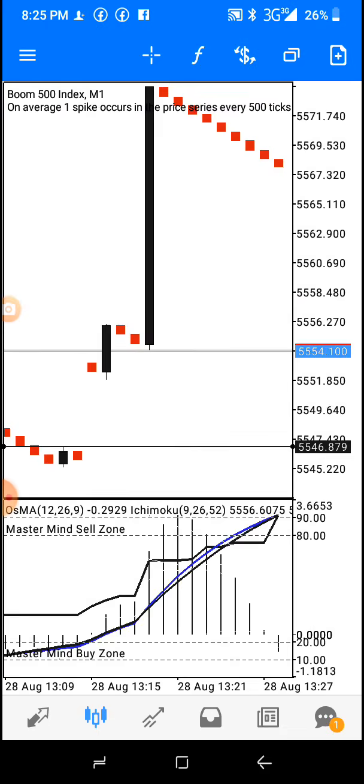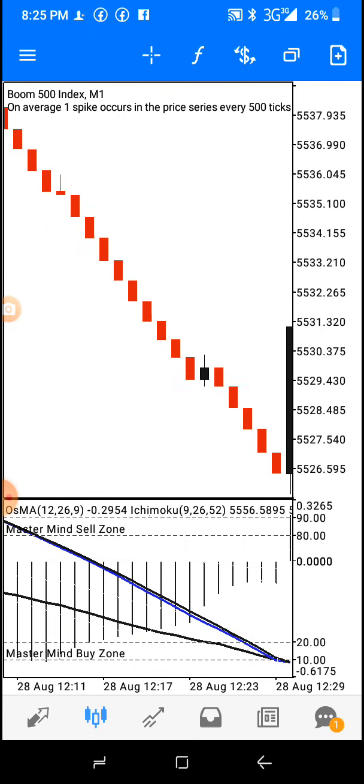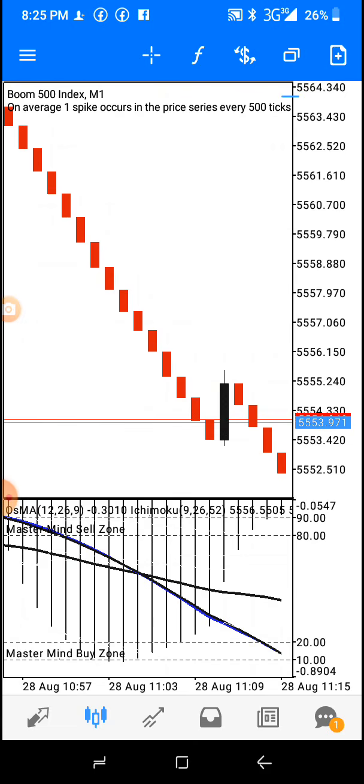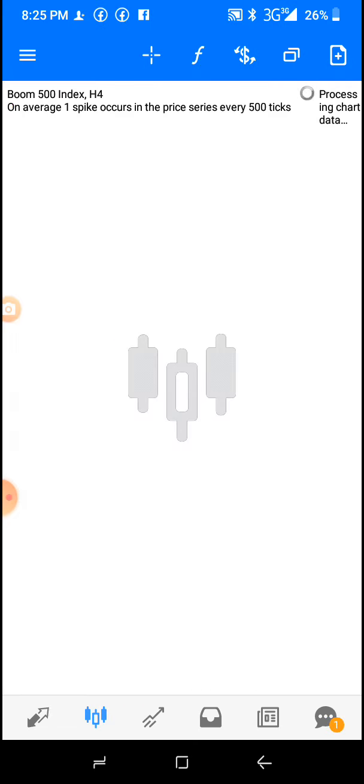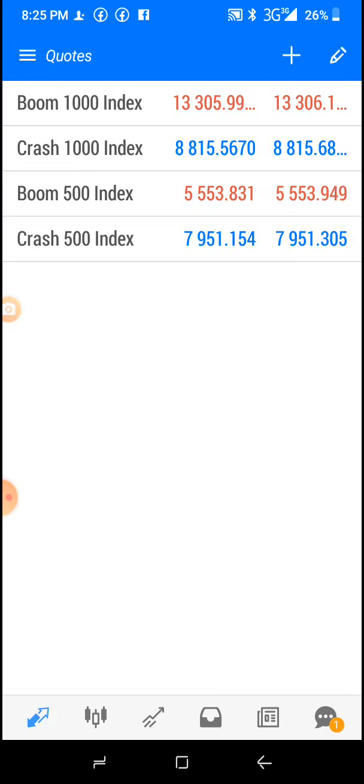Let's see if we can have a nice sell setup for Boom 500. I don't think this one is that perfect though, maybe because the market is ranging. Let's see the higher time frame.